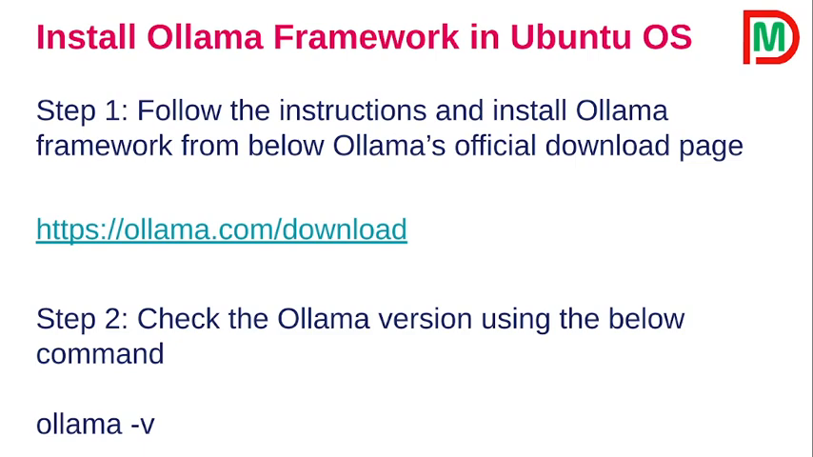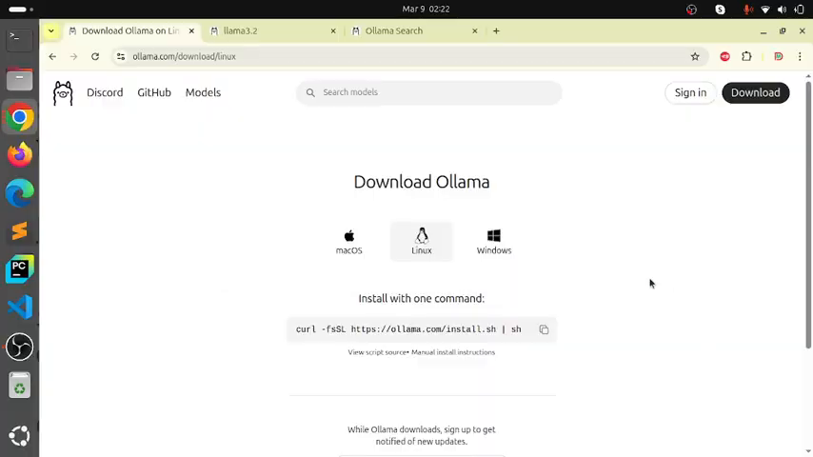How to install the Ollama framework? In step 1, follow the instructions and install the Ollama framework from the official download page, which is ollama.com/download. I will go to this web page, the download page of the Ollama framework. Since I'm using the Linux operating system, which is Ubuntu, I'm going to use this single command to install Ollama. If you are using Windows or Mac operating system, use the respective installer and complete the installation process.